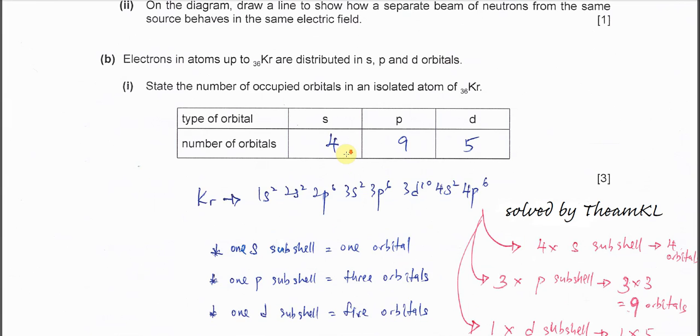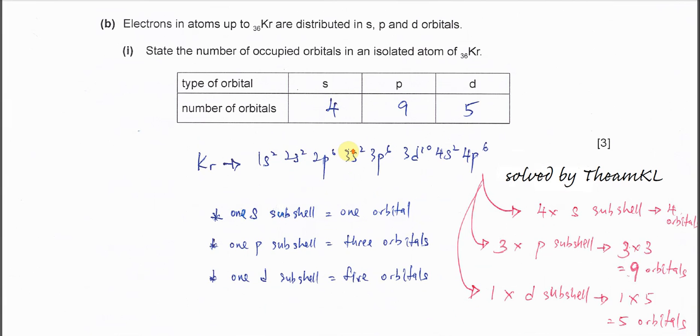For part B, first you need to get the electron configuration. You can deduce it from the periodic table. So it's 1s2, 2s2, 2p6, 3s2, 3p6, 3d10, 4s2, and 4p6. The question asks, state the numbers of occupied orbitals in the isolated atom of krypton. And the type of orbitals, they are s, p, d, the occupied s, p, d orbitals.